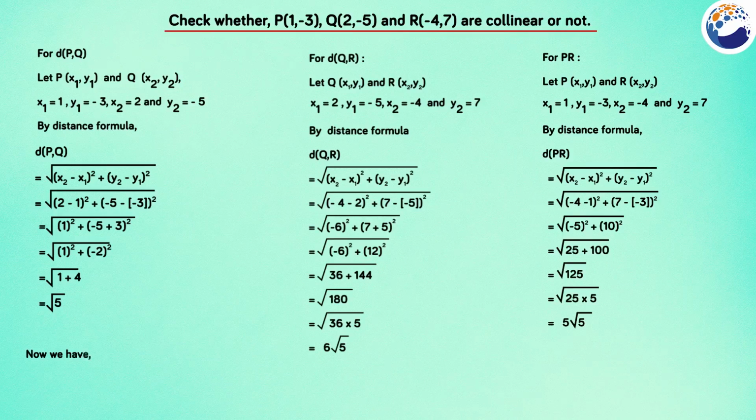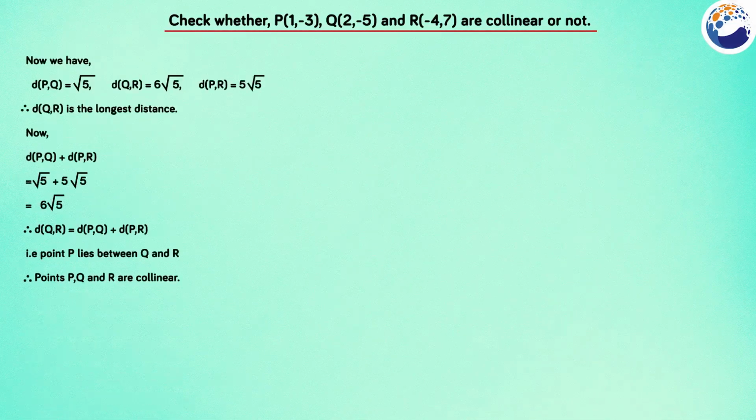Now we have distance PQ is equal to root 5, QR is equal to 6 root 5 and PR is equal to 5 root 5. Therefore QR is the longest distance. Now PQ plus PR is equal to root 5 plus 5 root 5, which is equal to 6 root 5. Therefore distance QR is equal to distances of PQ plus PR. That is, point P lies between points Q and R.